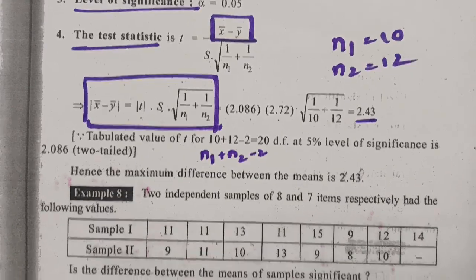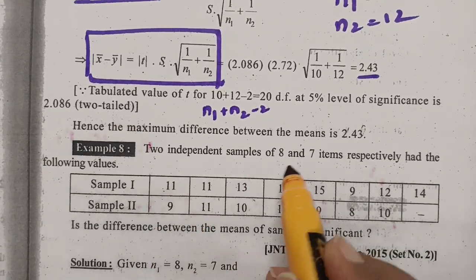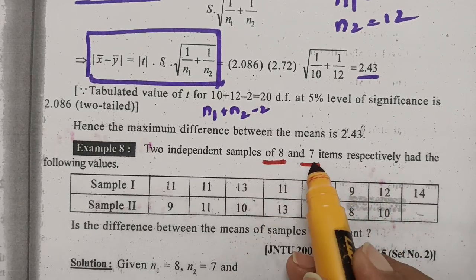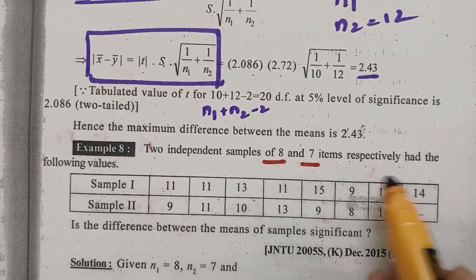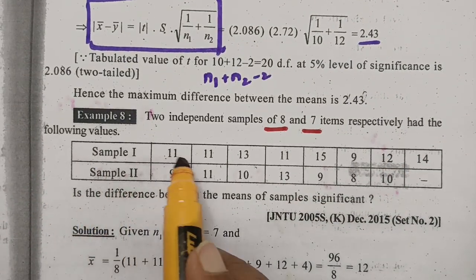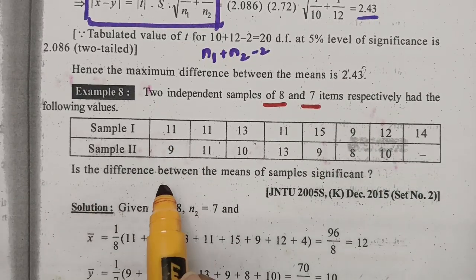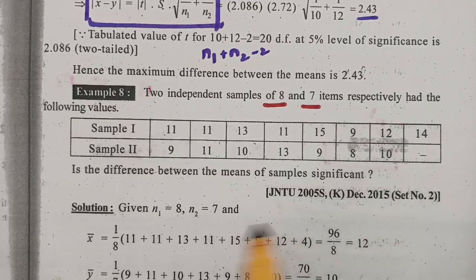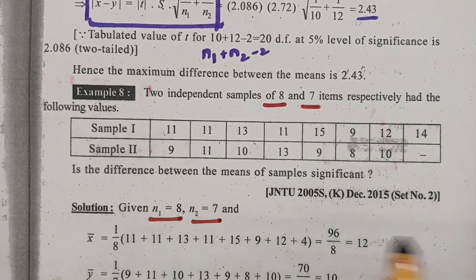And the next one is example 8. Two independent samples of 8 and 7 items respectively had the following values. So this is sample 1 and sample 2, and these are all the values. Is the difference between the means of the samples significant? So this is also very important. So n1 is given as 8 and n2 is given as 7.